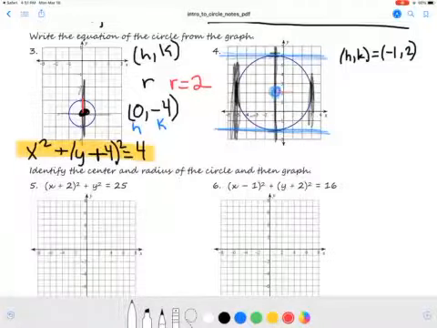So I'm going to count to the right. 1, 2, 3, 4 units. Okay, let's double check. Let's count down. 1, 2, 3, 4. Okay, it's the same. So my r is 4.